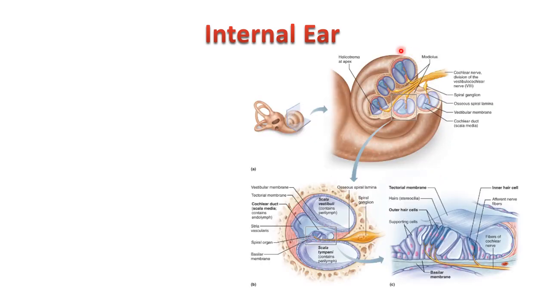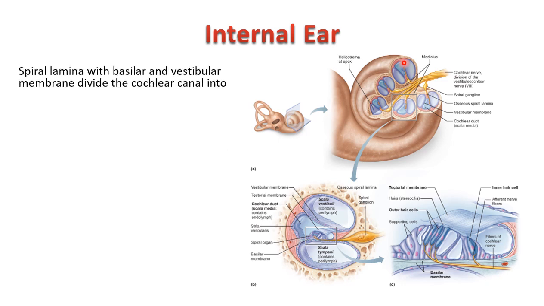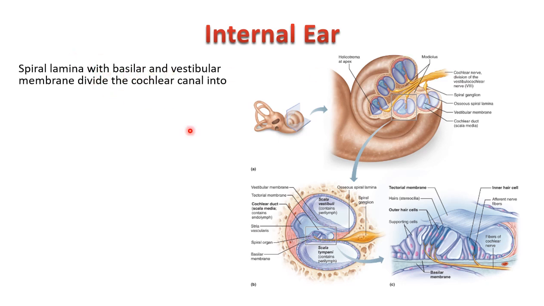So you are able to see the cochlear canal, that will be the spiral lamina, and that will be the outer wall. So the basal membrane, what happens, will go and actually complete it. Okay, so the basal spiral lamina with the basal and the vestibular membrane. So now you are able to see that the basal lamina divides again into two.